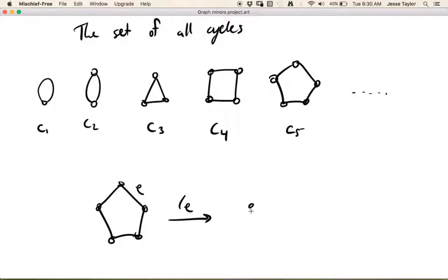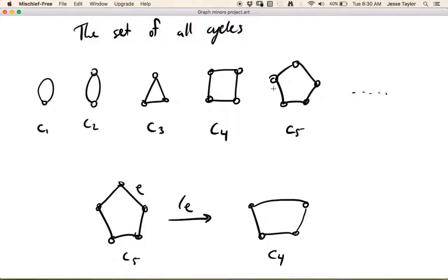Remember, I can keep all the vertices that have nothing to do with E the same, and then I'll choose this as my representative for these two, and I'm going to slowly shrink this one into this. So this edge will stay, and this edge that used to go up to this top vertex is now going to go to this one, right? And I get C4. So here's C5, here's C4.